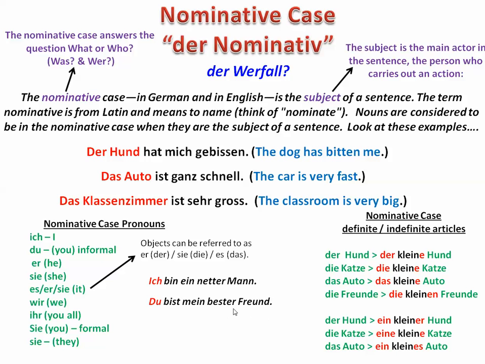Du bist mein bester Freund. And here's an interesting thing. All the possessive pronouns, mein, dein, sein, ihr, unser, all of these take the same endings as these right here in the nominative case. So, du bist mein bester Freund. And then, ihr habt die Hausaufgabe nicht gemacht.